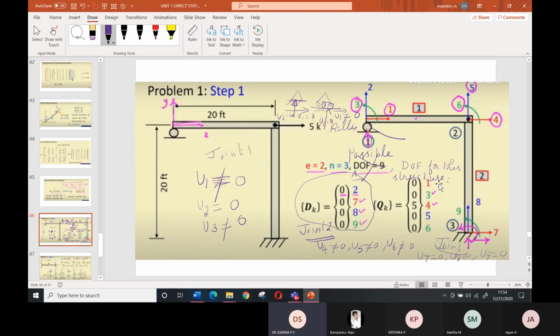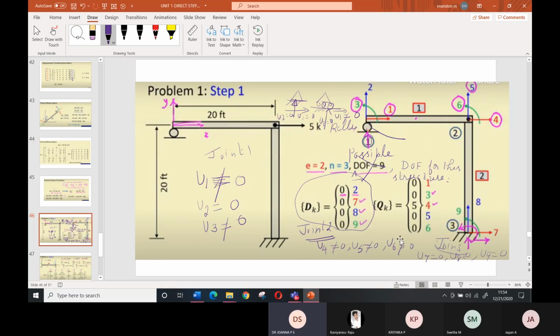So if you count the possible degrees of freedom, it is 9, that is 3 plus 3 plus 3. In that possible degree of freedom for this particular structure, what are the available degrees of freedom? U1, U3, then U4, U5, U6.